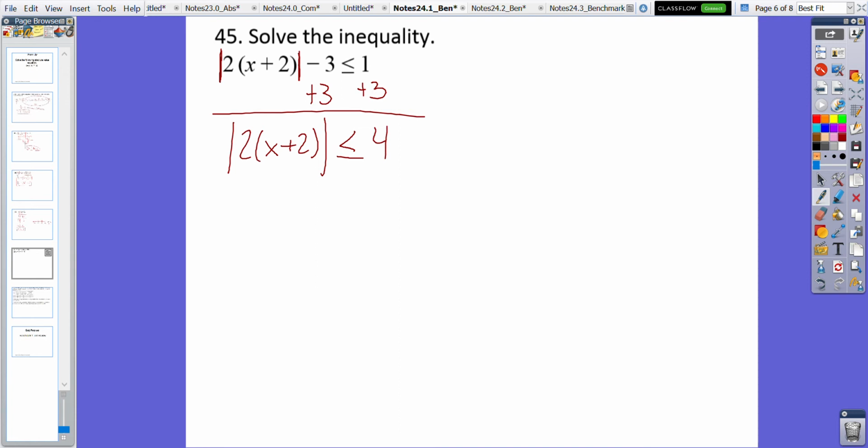Now we can go ahead and convert this into a compound inequality like we've done in the past. Remember, when it's less than or equal to, that implies it's going to be an "and" compound inequality where we're looking at 2 values and all the values in between. The way I do this is I'm going to write this over to the center here. I'm going to start with everything that I have, but without the absolute value. So that's going to be 2 times x plus 2 is less than or equal to 4.